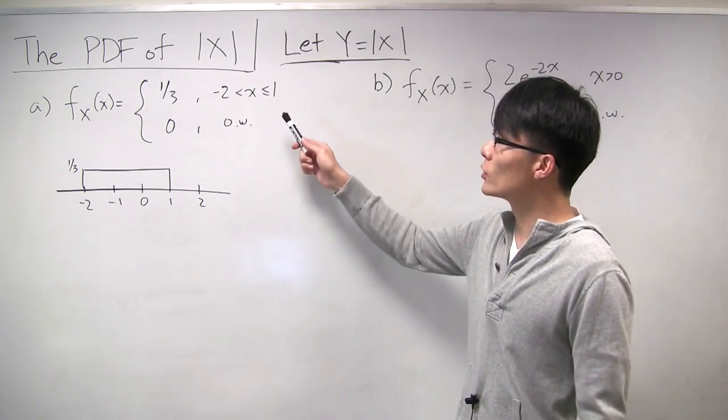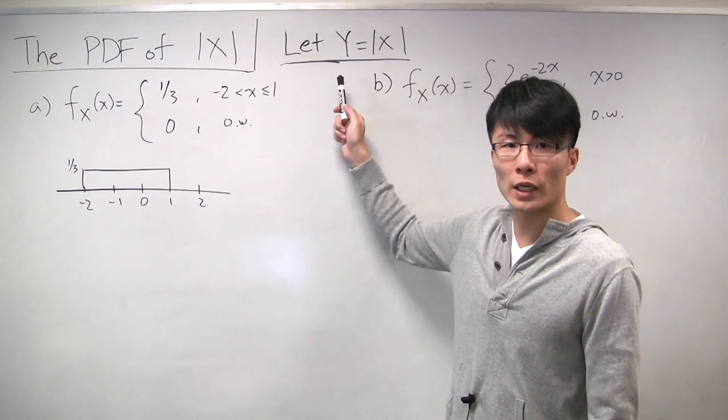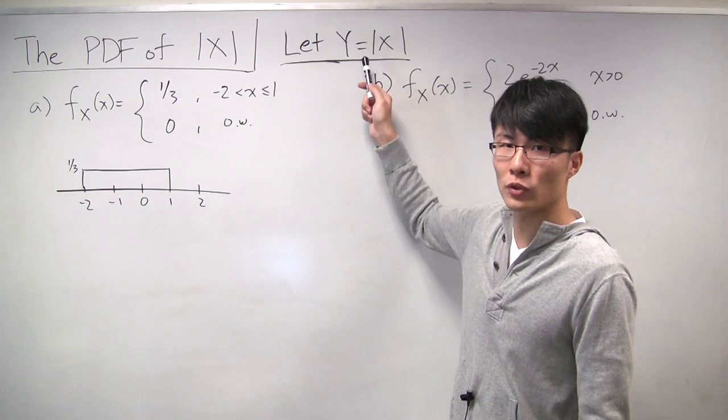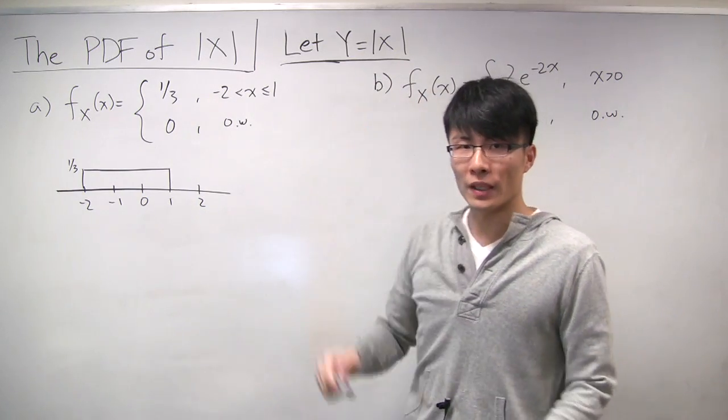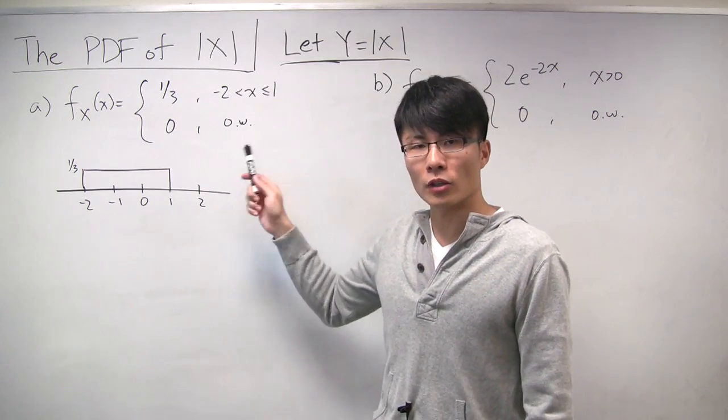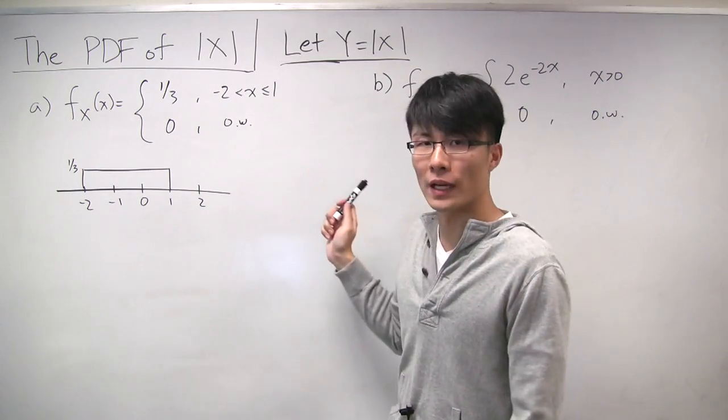And so throughout this problem we'll define a new random variable called y, and we'll define y to be equal to the absolute value of x, just to make things simpler. So we'll do a couple of concrete examples, and then we'll try to generalize at the end.